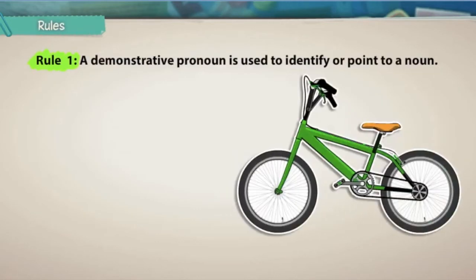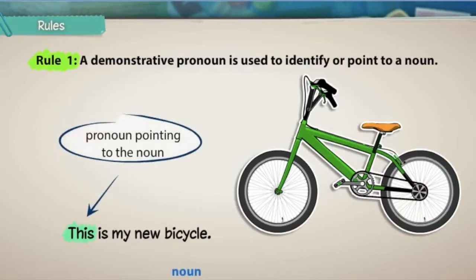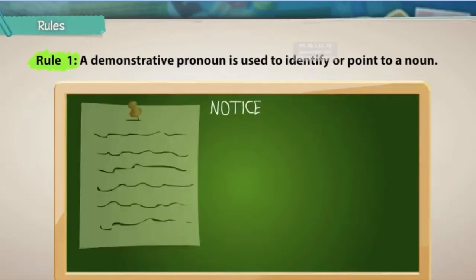A demonstrative pronoun is used to identify or point to a noun. This is my new bicycle. So this is a demonstrative pronoun. Bicycle is the noun.